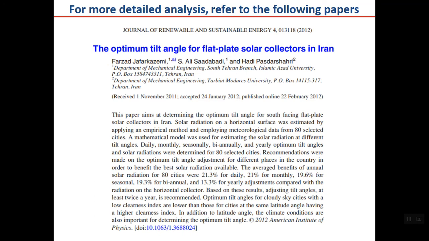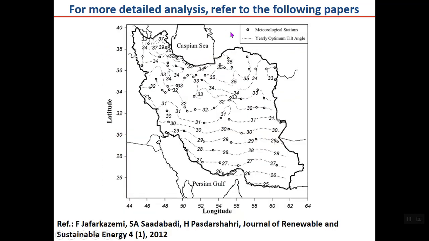We did some research on this topic. You may check these papers. The first is the optimum tilt angle for flat plate solar collectors in Iran, published in the Journal of Renewable and Sustainable Energy, and we provided a map for the optimum tilt angle in different locations of Iran. As you can see, even for locations with the same latitude, the angle may be different. And what's the reason?